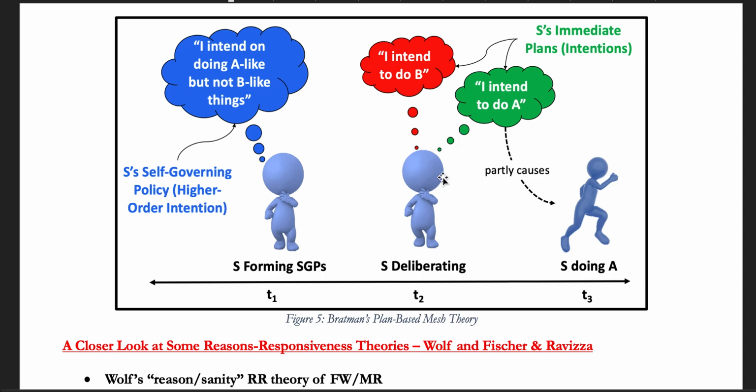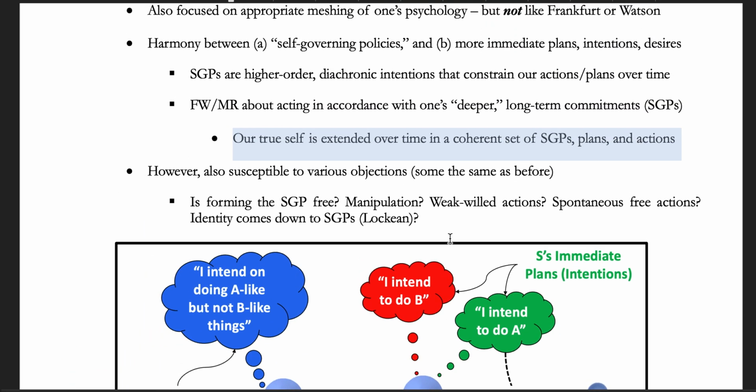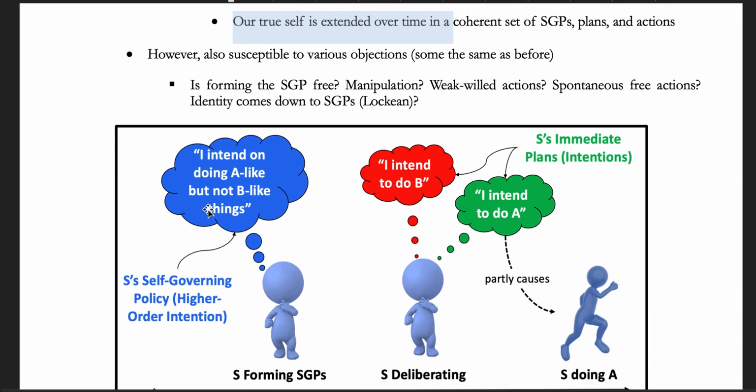And so if your actions align, if the intentions and desires that cause you to act align with these self-governing policies that you have that carry over time, then that's what it means to be free. Because that's what it means to act according to your true self. Because the long-term self-governing policies are really who you are. Okay. But then more objections come.